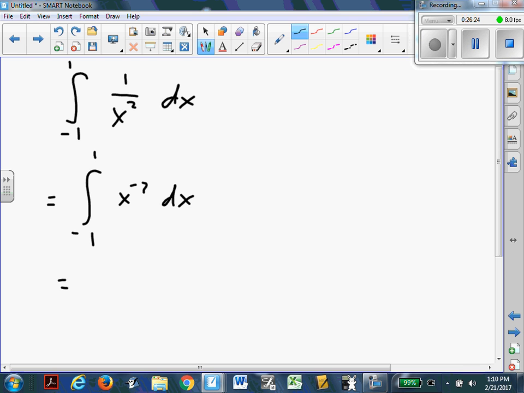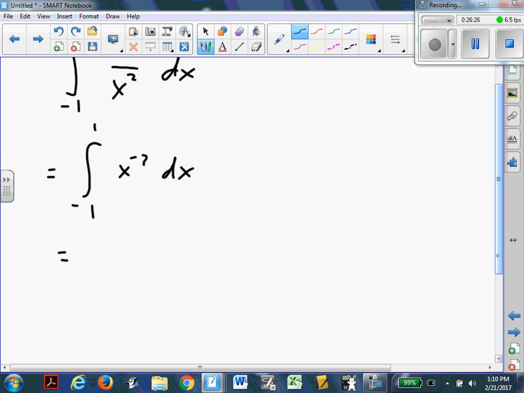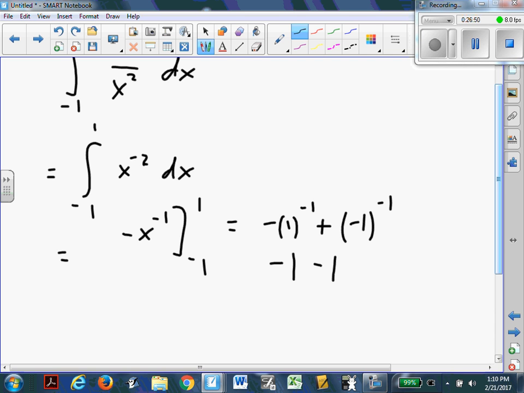dx. So this is negative x to the -1 as we go from -1 to 1, because I anti-differentiated. And then let's see, that's negative 1 to the -1 minus negative 1 to the -1. So this becomes minus 1. This is minus 1, and we get -2.